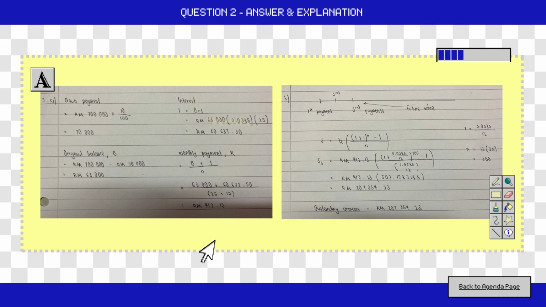For B, we are required to find the outstanding arrears for the first 2 monthly payments that we need to settle in the third payment.